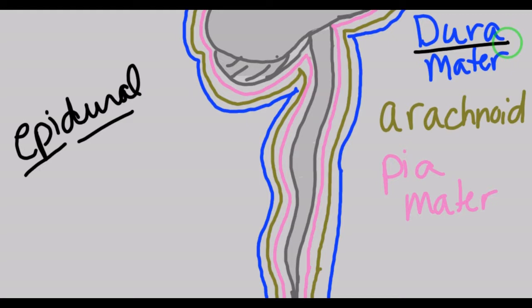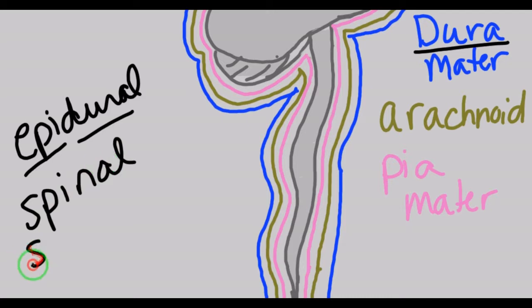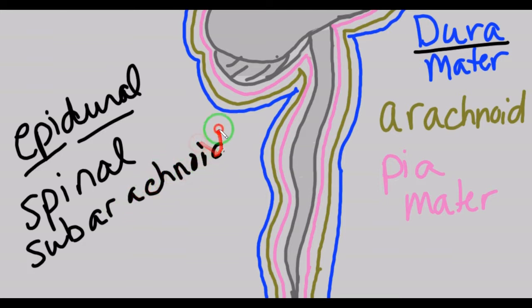And when we talk about a spinal, we are going to be going into the subarachnoid space, which sub meaning below, so below the arachnoids.